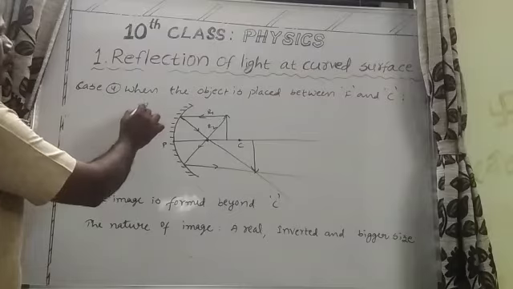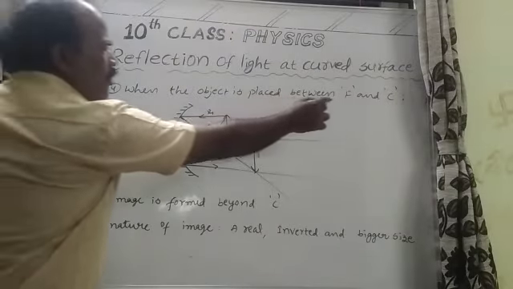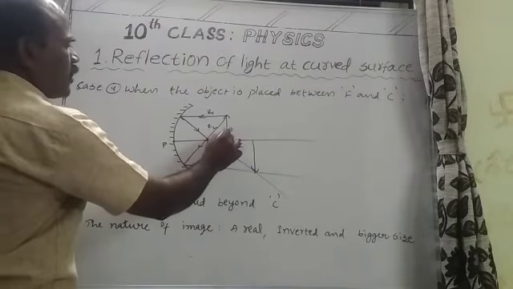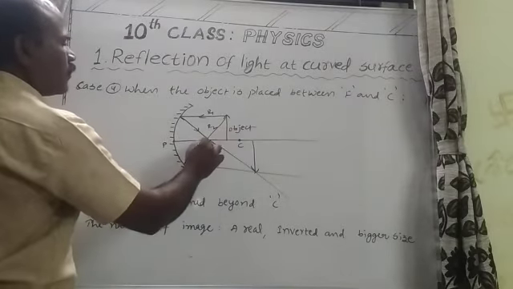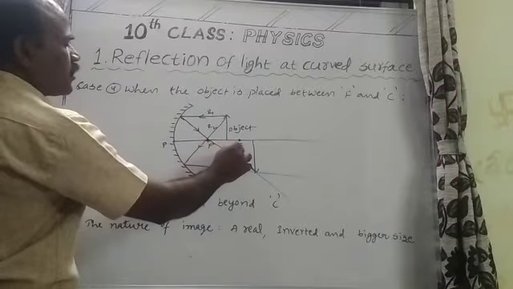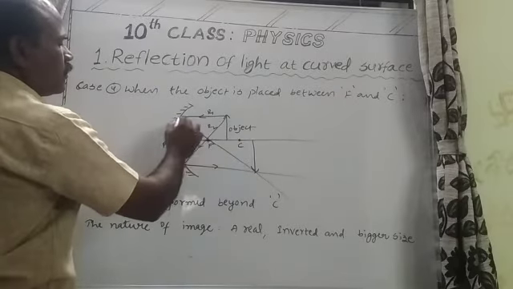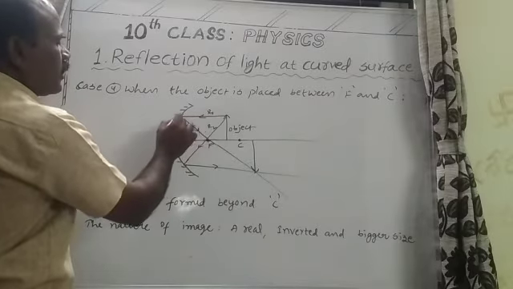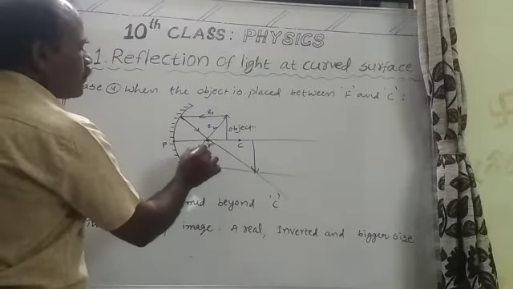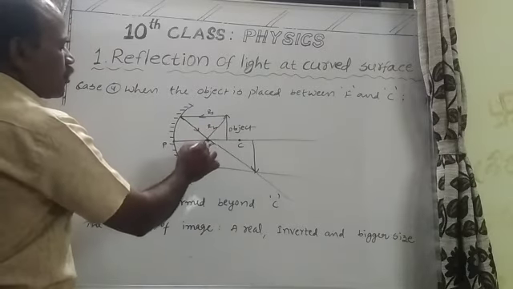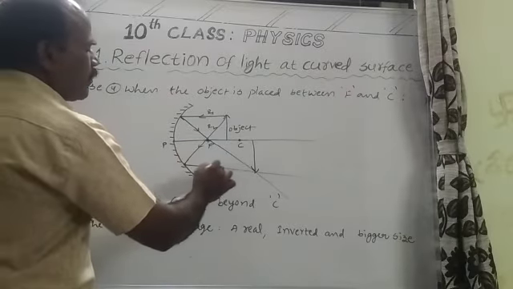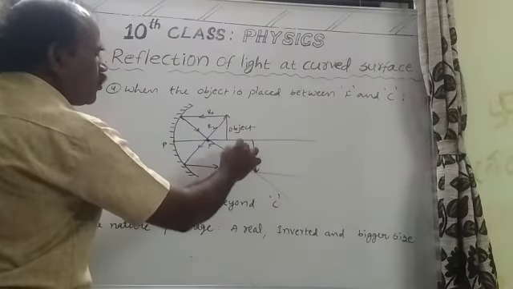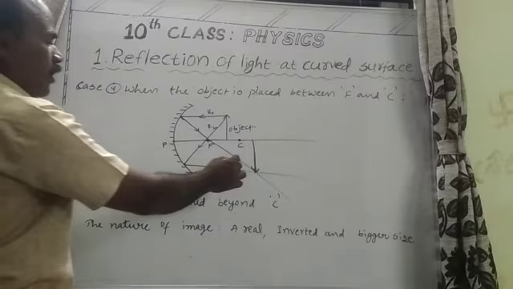Case 4, when the object is placed between focus and the center of the curvature. This is the object placed between the focus and the center of the curvature. The R1 ray strikes the mirror, the reflected ray passing through the focus. Second ray is the R2, then the reflected ray parallel to the principal axis. These two rays intersect at one common point behind the center of the curvature.